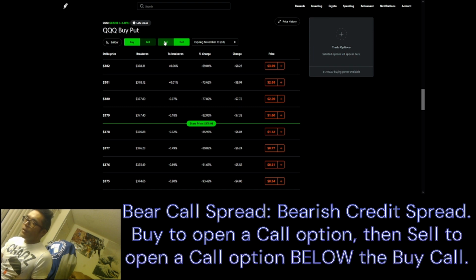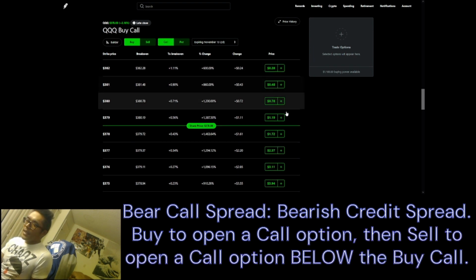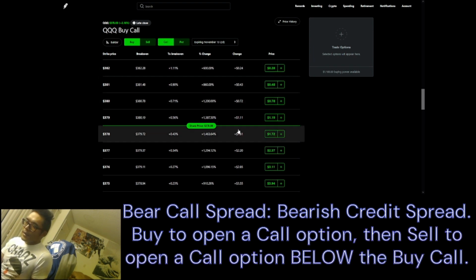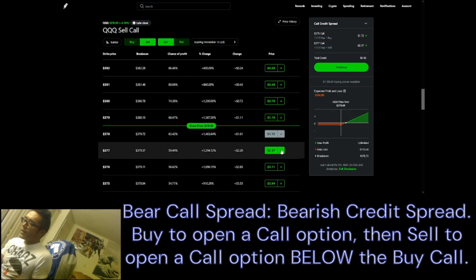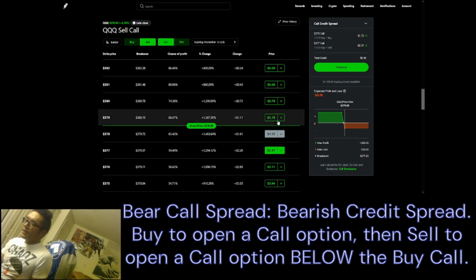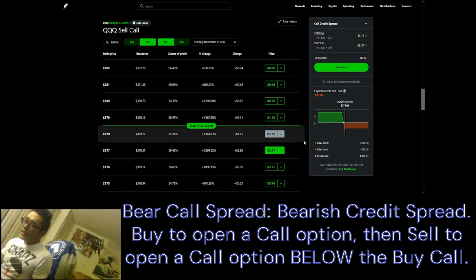You would actually switch over to calls, and then let's say I want this thing to go down, I would buy the call and then sell the call below the call option. Same deal. So this one would be the at the money.